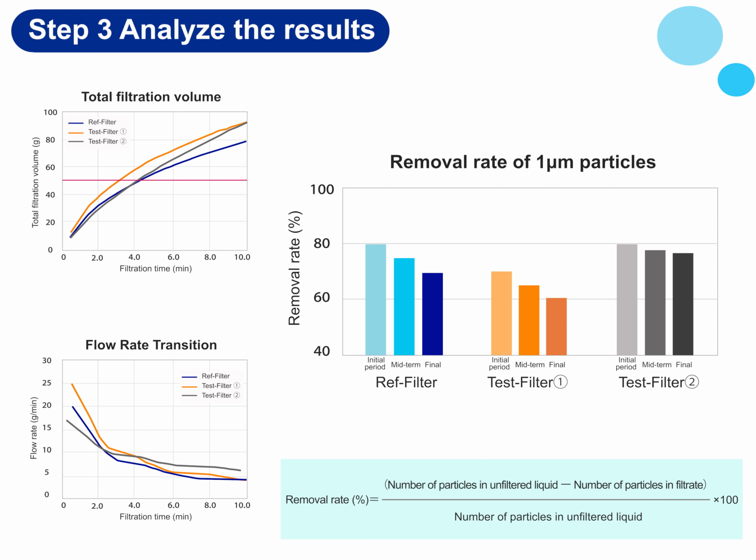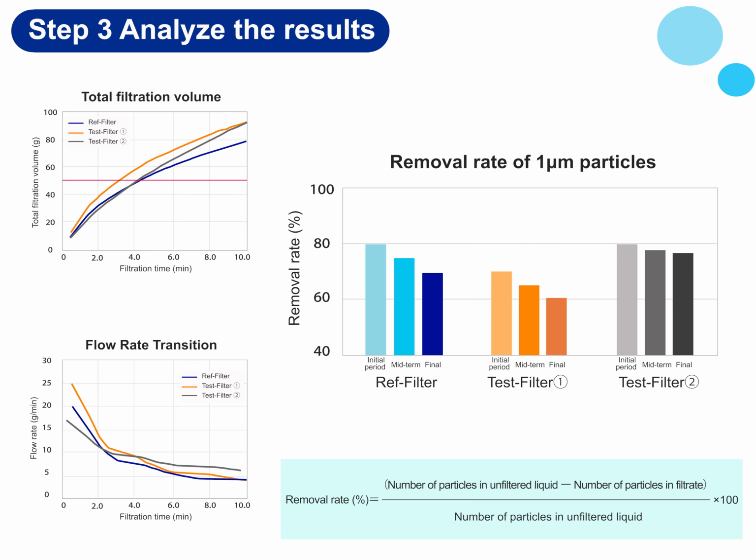When the removal performance of 1 micron particles was checked from the collected unfiltered liquid and filtrate of each filter, it was confirmed that the removal performance of test filter 1 was worse than that of the reference filter. Test filter 2 initially had the same removal performance as the reference filter and showed a small decrease in removal rate until the end of the filtration period. From these results, it appears that the desired speed up of batch processing can be achieved with test filter 1, but there is a risk that filter quality cannot be guaranteed.